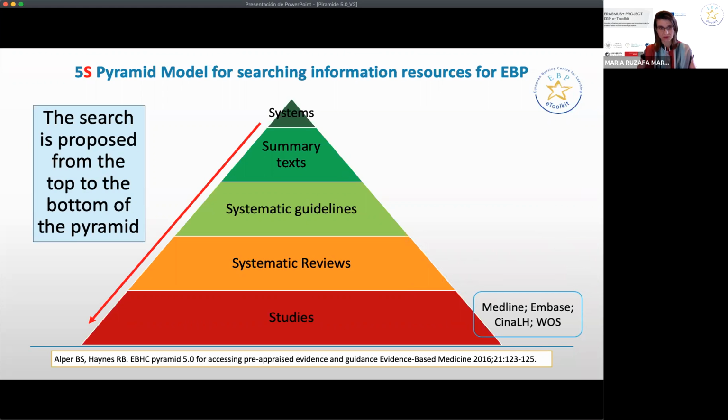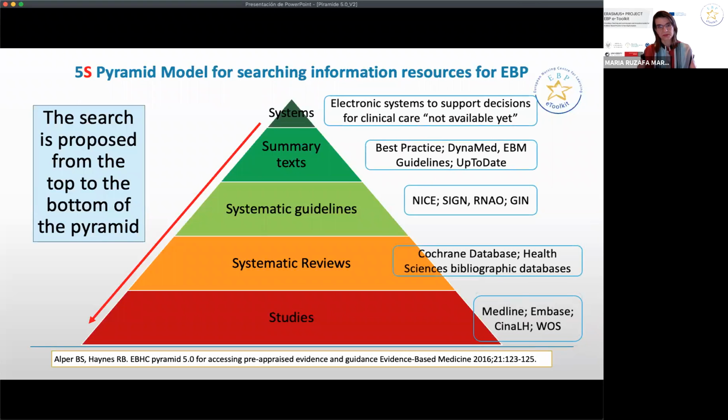At the bottom of the pyramid, you find studies or primary studies. So when none of the upper layers of the pyramid provide an answer to your clinical question, you must look for individual studies. Here you will find original investigations into the diagnosis, treatment, prognosis, or prevention of a specific clinical disorder.